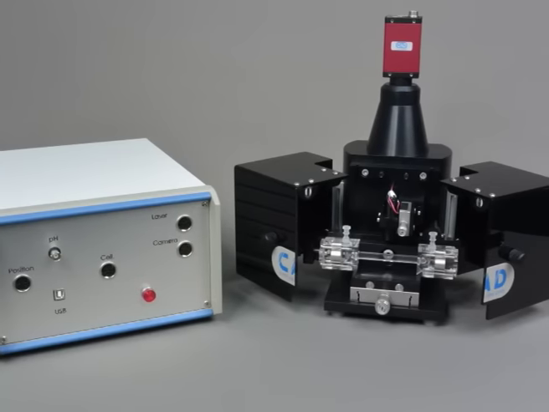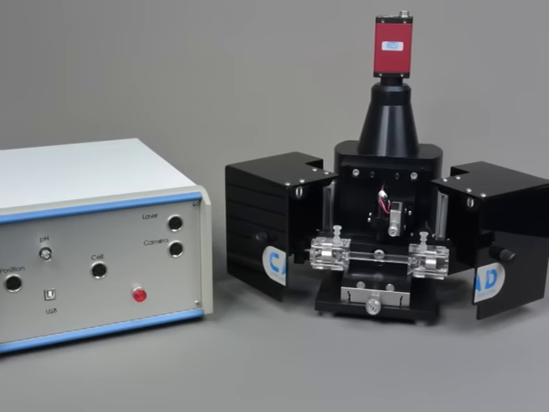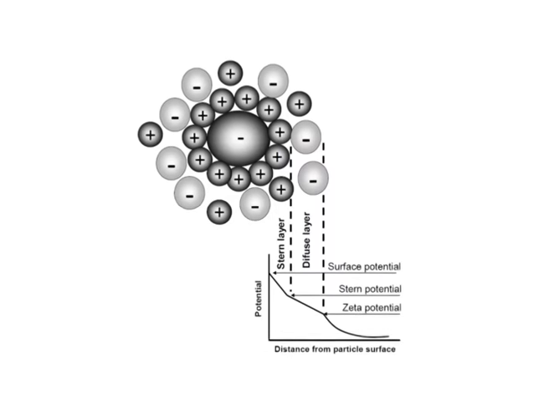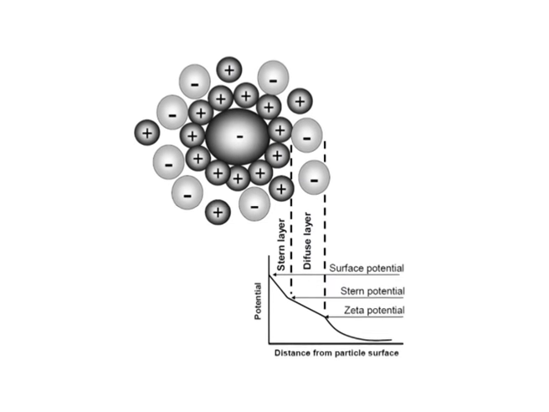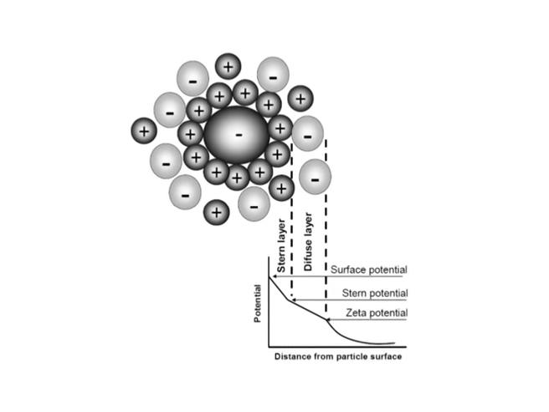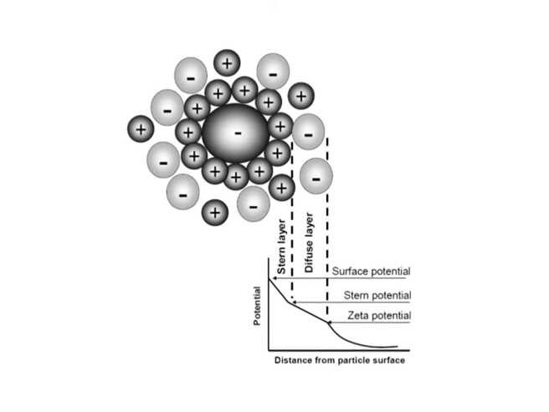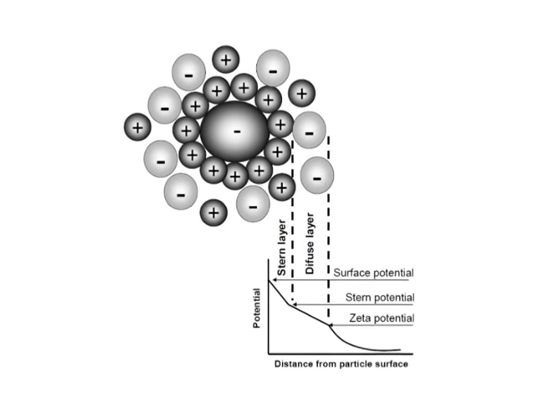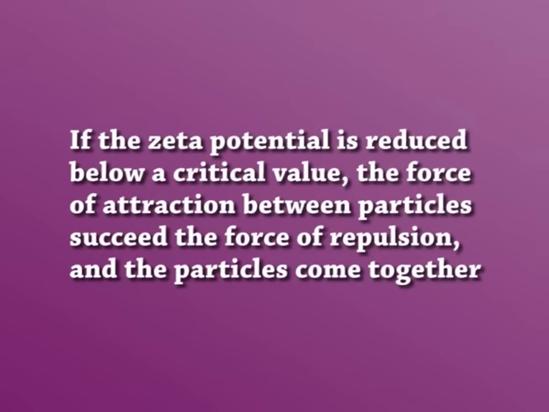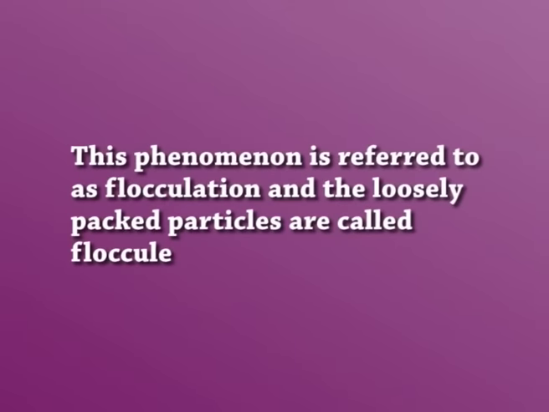Zeta potential has a significant effect in the formulation of a stable suspension. Zeta potential governs the degree of repulsion between adjacent, similarly charged solid dispersed particles. If the zeta potential is reduced below the critical value, the force of attraction between the particles exceeds the force of repulsion and the particles come together. This phenomenon is referred to as flocculation. The loosely packed particles are called floccules.